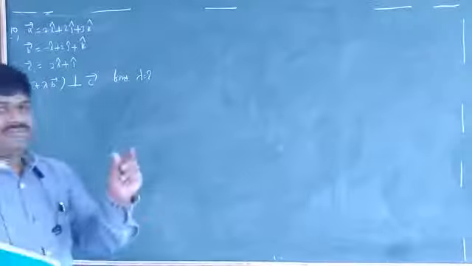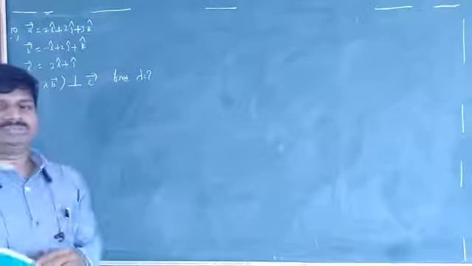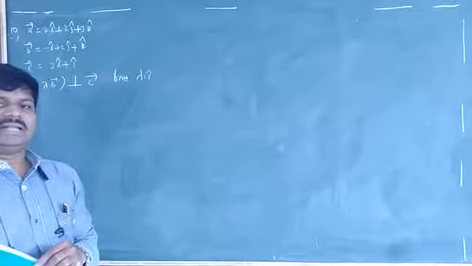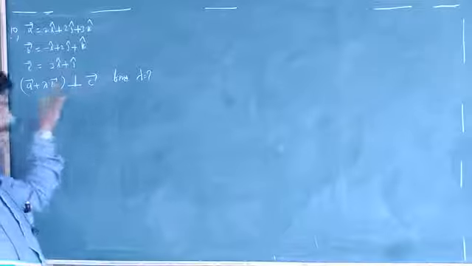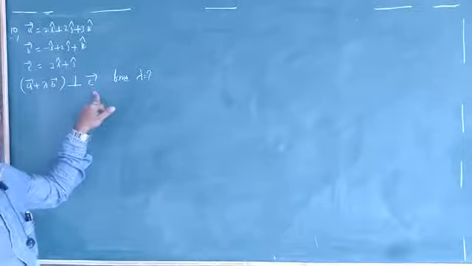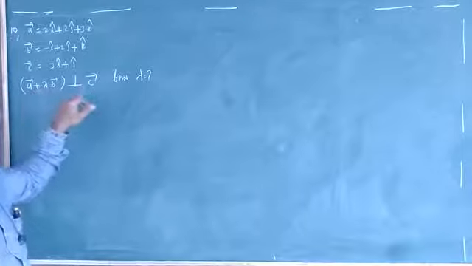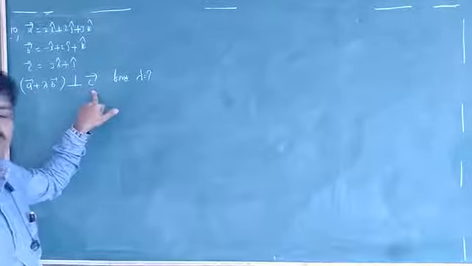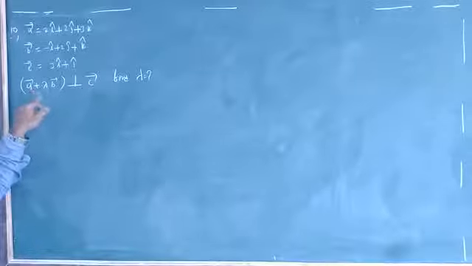You already know one condition: if two vectors are perpendicular, then their dot product is equal to 0. Yes or no? So we have to take this vector dot this vector equal to 0, and from that you will get the lambda value. Before that, you first have to find the vector A bar plus lambda b bar.